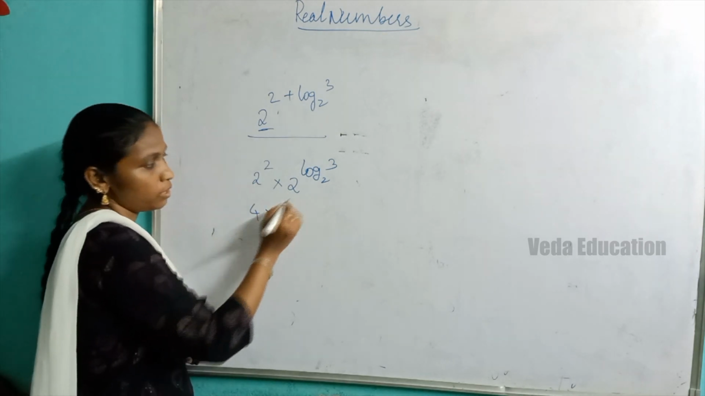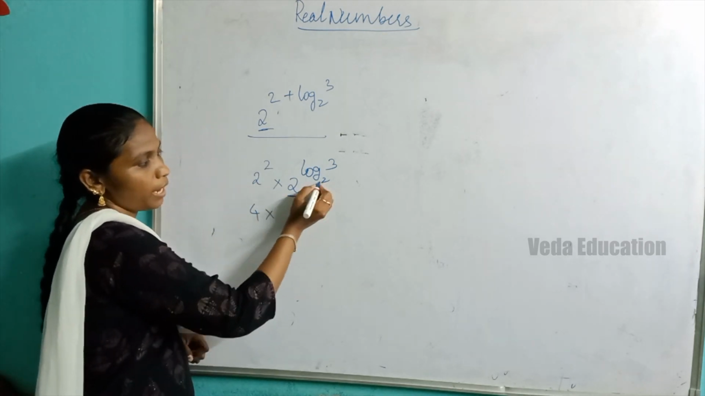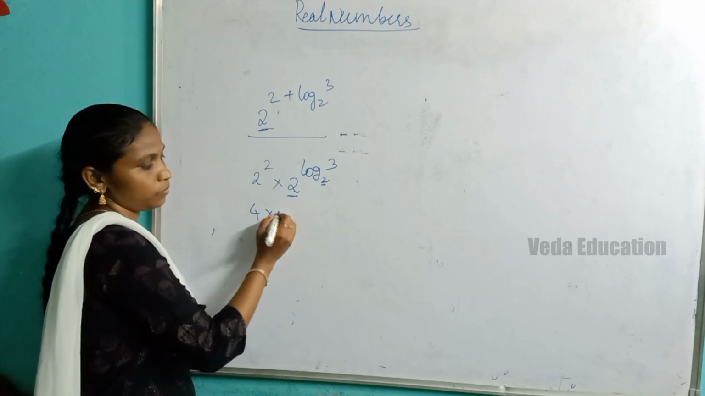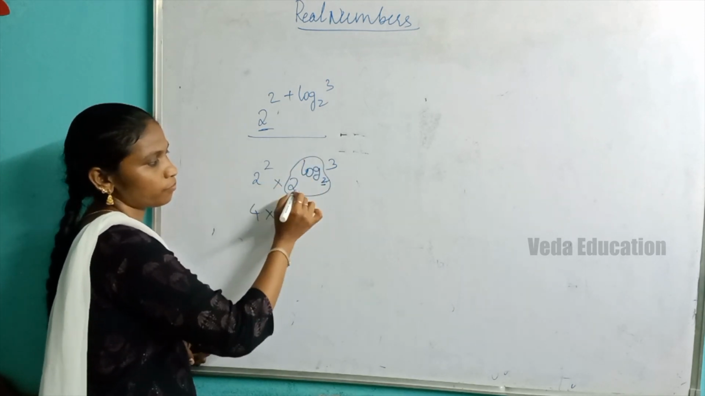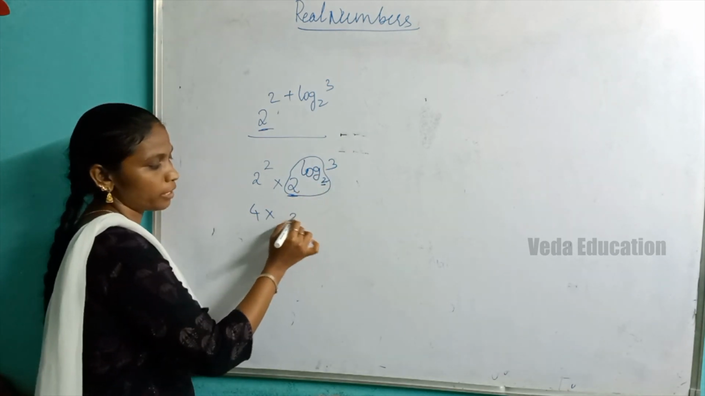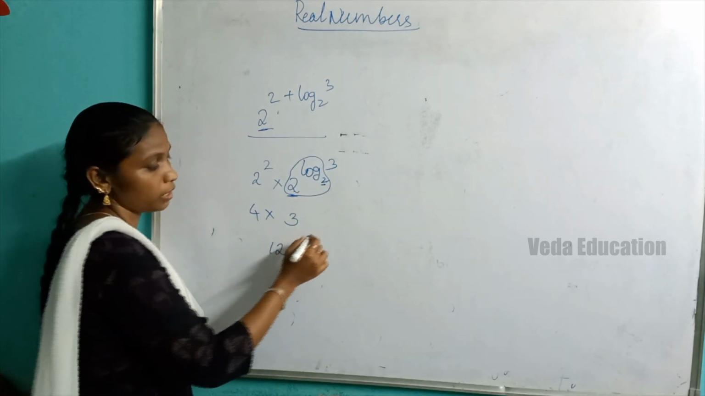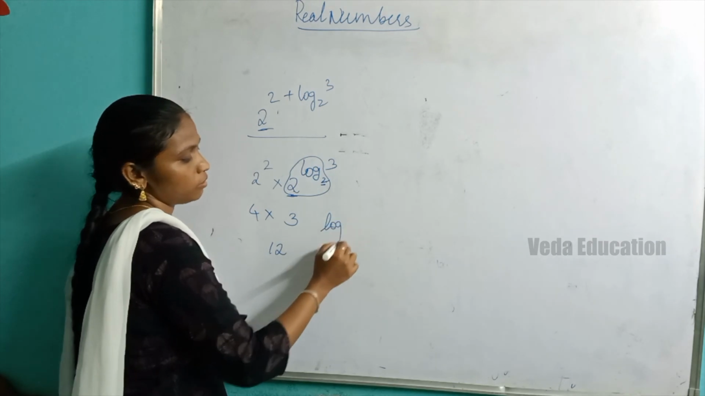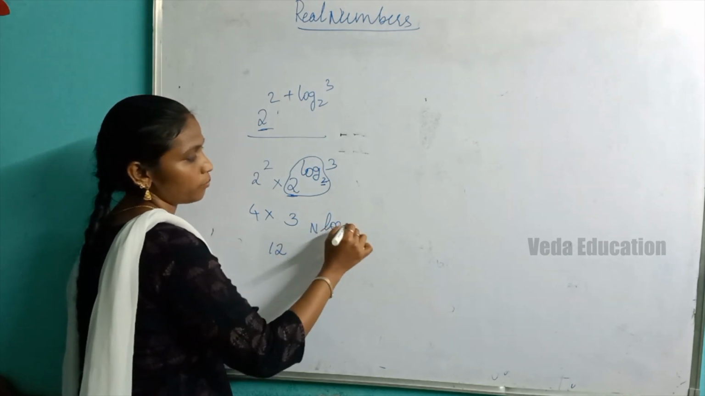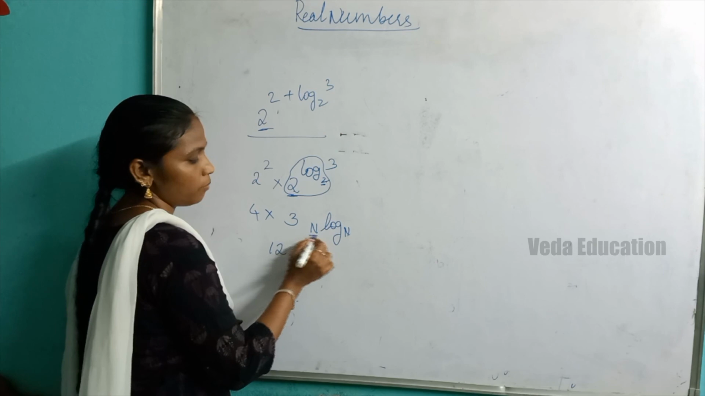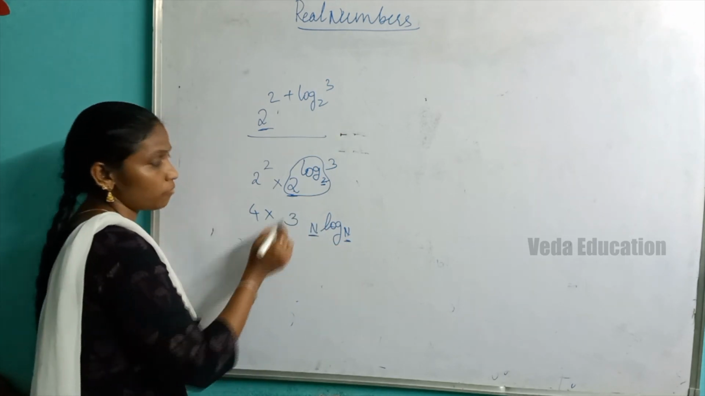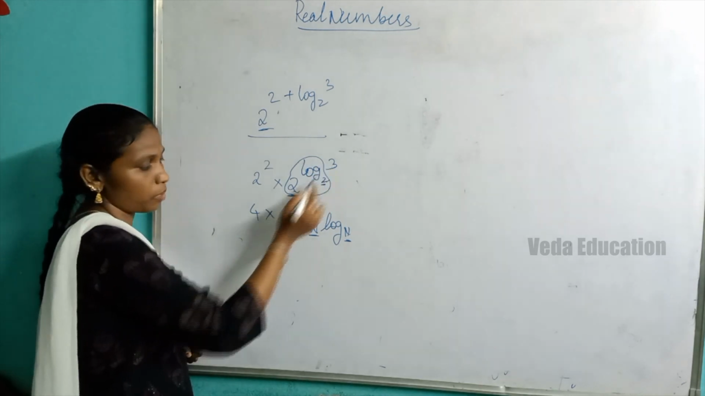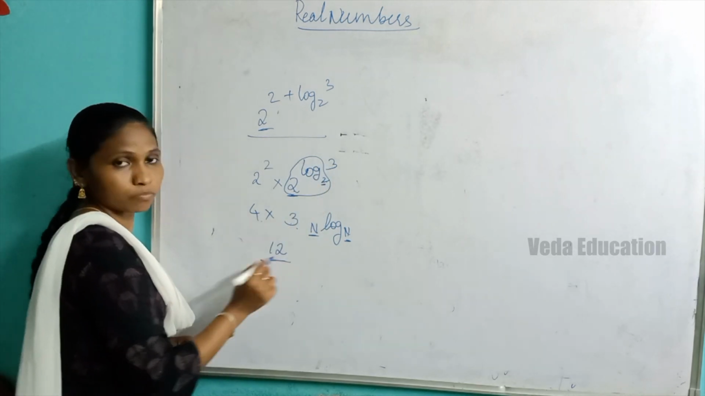4 into... and when you have base 2 and this number 2 equal, this value becomes 1. Value of this is 1. And 1 into 3, 3 you will get. 4 3s are 12. Okay, here we are using this law. Okay, the multiplying number and base number are equal, so this value becomes 1. So the power exponent number is 3. 4 3s are 12. Got it?